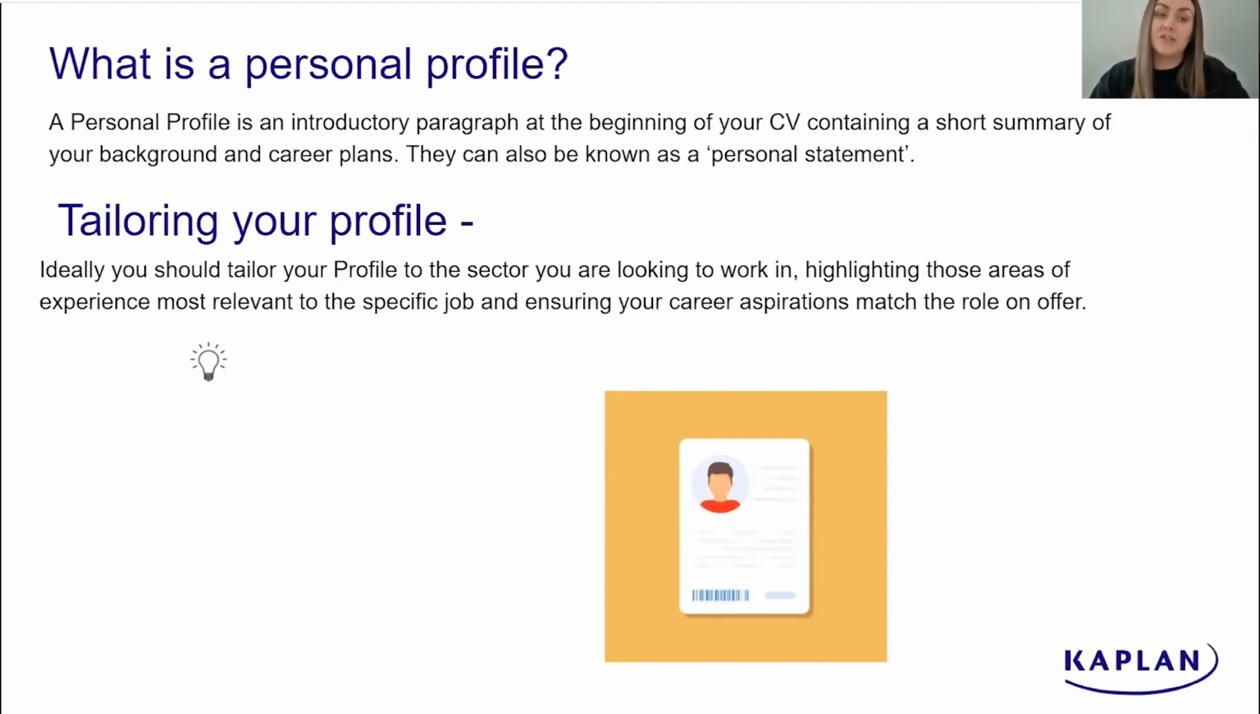Tailoring your profile. Ideally, you tailor your profile to the sector you're looking to work in, highlighting those areas of experience most relevant to the specific job and ensuring your career aspirations match the role on offer. It's also a good idea to take a look at the duties and responsibilities that the employer has stated in the job description and match them to any previous employment experience you have on your CV.